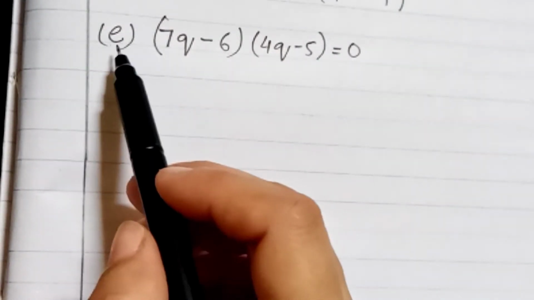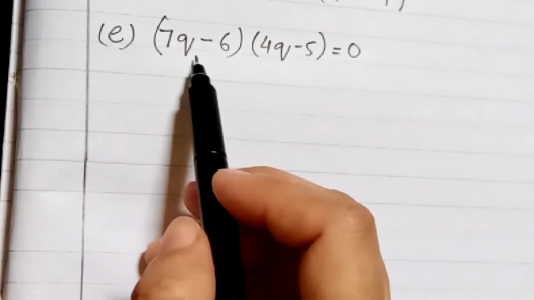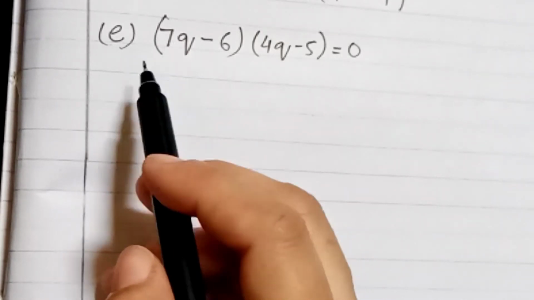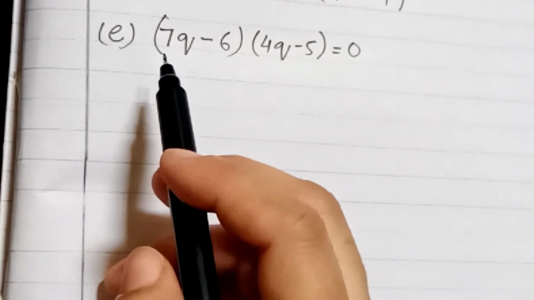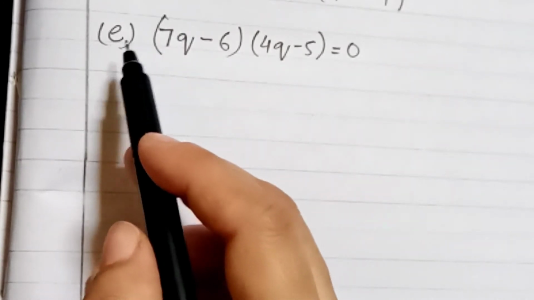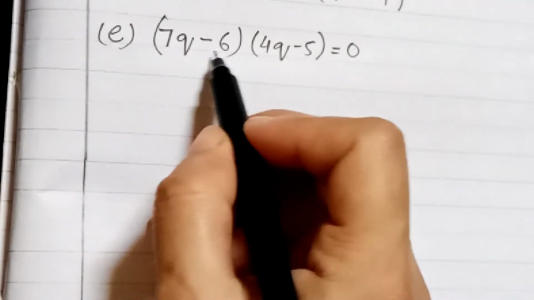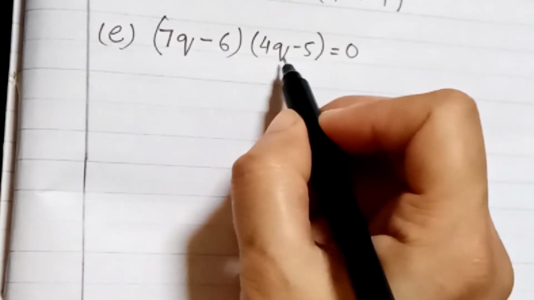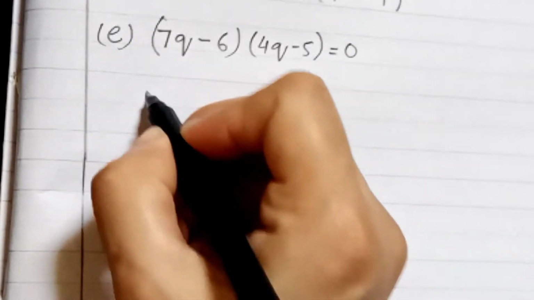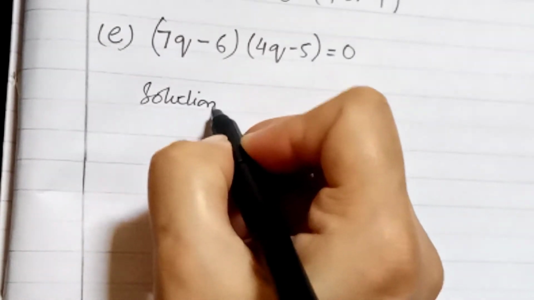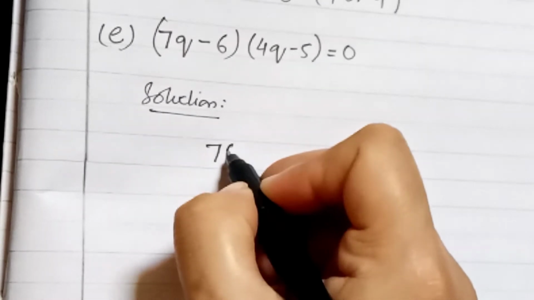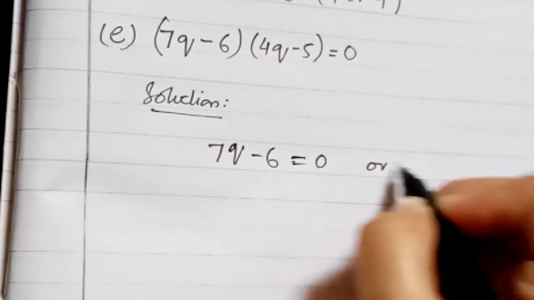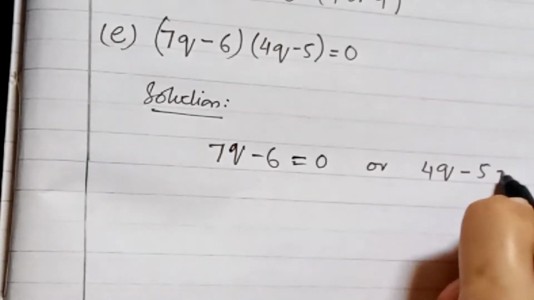Here we have part E of question number 2, exercise 5a. Because the remaining parts of question number 2 are the same as part A, I am leaving parts B, C and D and moving towards part E. So here we have 7q minus 6 as our first factor and our second factor is 4q minus 5. We have to equate both of them to 0. So 7q minus 6 equals 0 or 4q minus 5 equals 0.